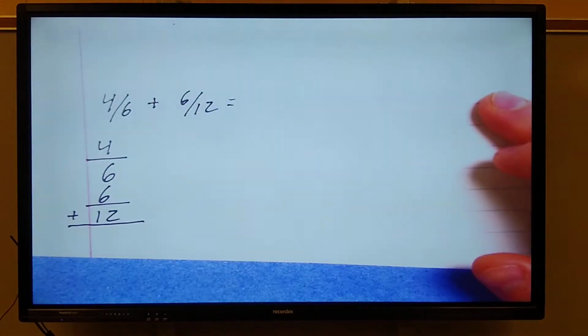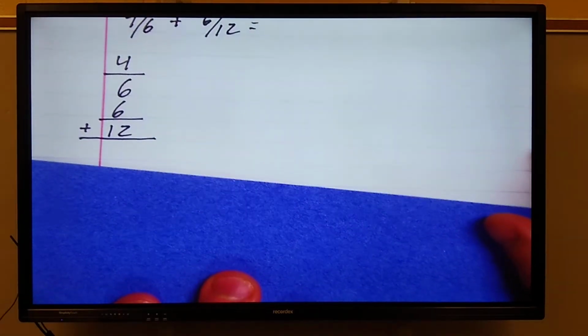Little fifth graders, you are hereby commanded to solve that problem on your sheet of paper. 4/6 plus 6/12. Do that now. Pause the video. All right, let's see how good you did.